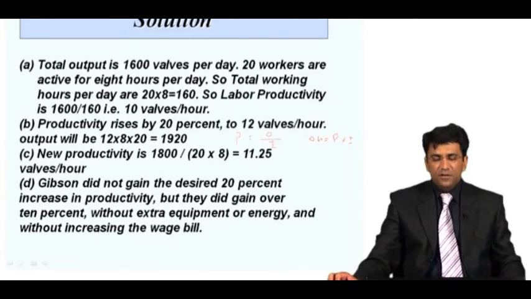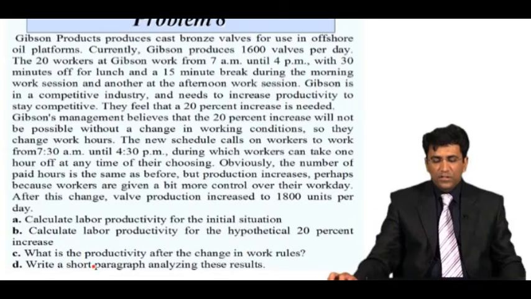Now students, what happened after the management applied the different rules? In this particular case, the output has been increased from 1600 to 1800. So this is our new output, divided by input, which will remain the same. This is our new input. Now the new productivity is 11.25 valves per hour. Write a short paragraph analyzing these results.